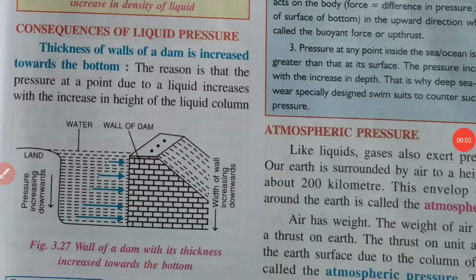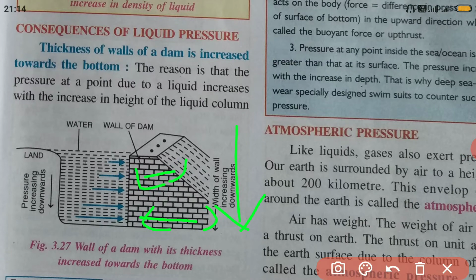This video is for class 8 physics and today's topic is consequences of liquid pressure. So the first one, thickness of walls of a dam is increased towards the bottom. That means if we go down, you see the thickness of the wall has increased compared to the topmost portion.